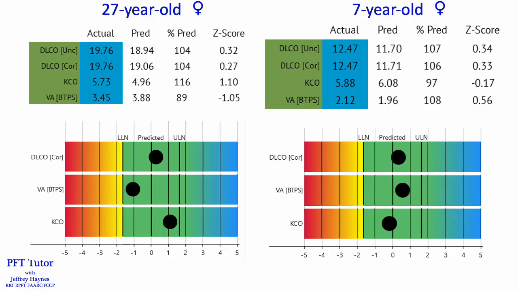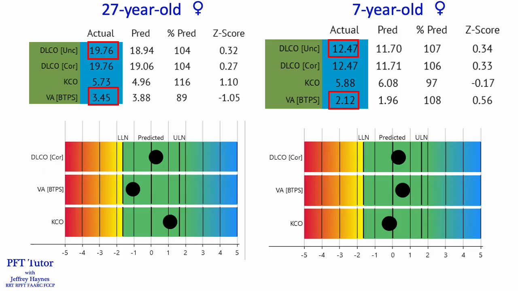Here are two DLCO values from a 27-year-old female on the left and a 7-year-old female on the right. They both have normal DLCO with almost identical z-scores just above 0. The 27-year-old has a DLCO of 19.76 and the 7-year-old has a DLCO of 12.47. As I showed you earlier, despite their 20-year age difference, they have essentially the same KCO values. The reason why the 27-year-old has a higher DLCO is exclusively due to the fact that she has a higher alveolar volume. She has bigger lungs. They function the same, they're just bigger.